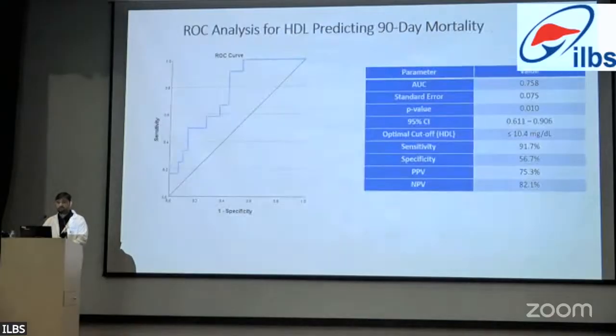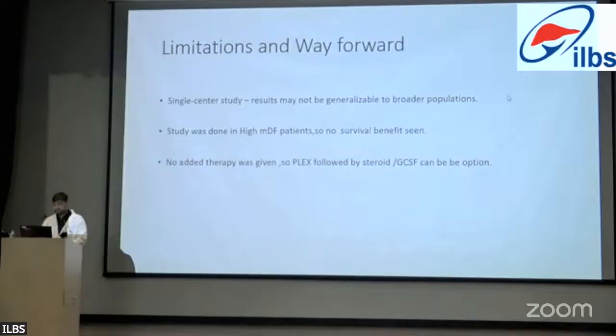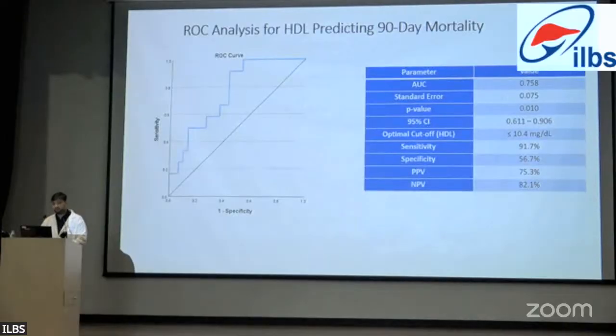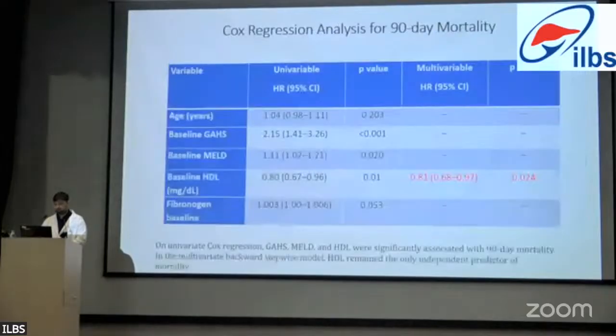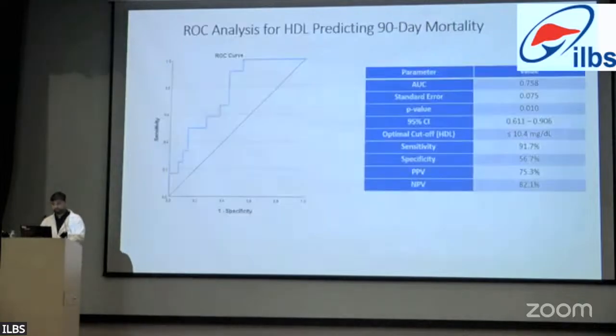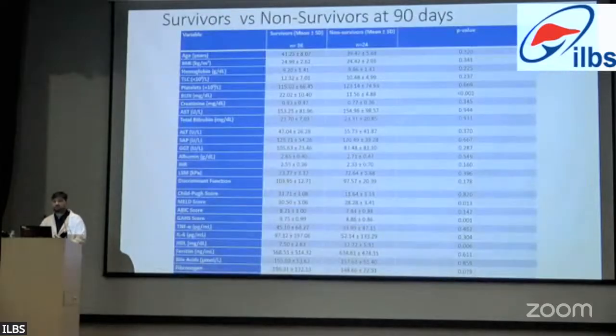And we have also made ROC analysis for SDL, in which the area under curve was 0.758. What is the HDL level which decided the death? So 10.4 was the cutoff. 10.4, sir. Yes.